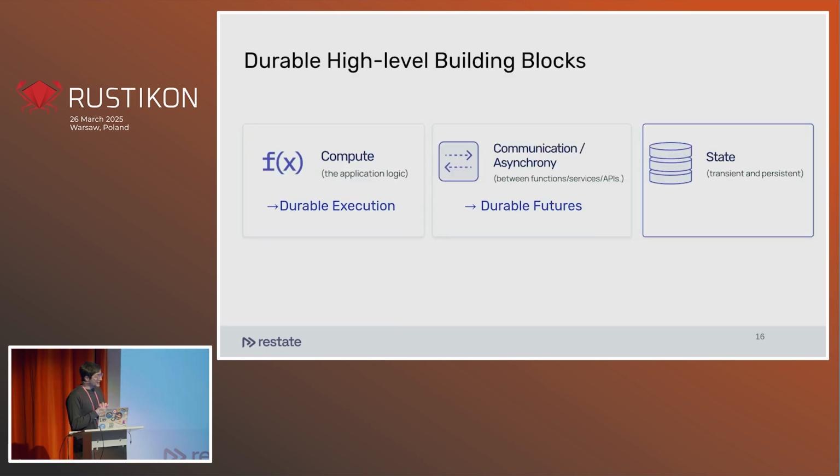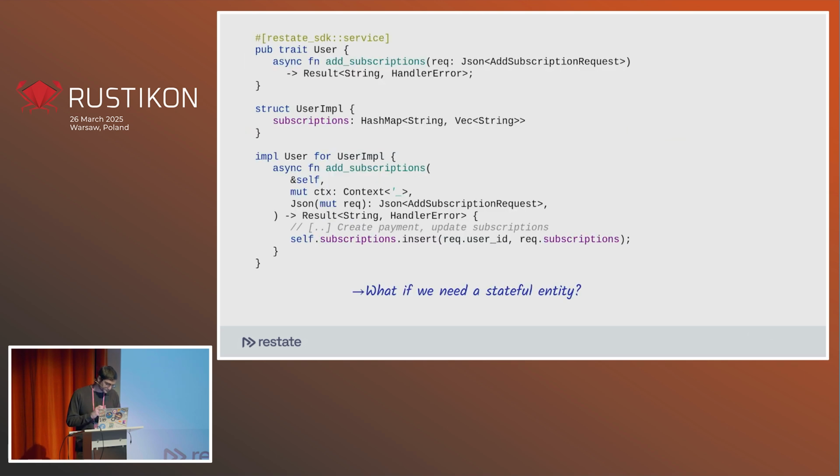So there is one last bit which we provide that is important to build your backend applications, and this is of course the state, or better, business data. And for that, we provide a functionality called virtual objects. So the idea here is that if you think about the example I showed at the beginning, we have this add subscriptions, which is a functionality of a user service. But let's say that after I add the subscriptions, I want to store somewhere the subscriptions they added for that user.